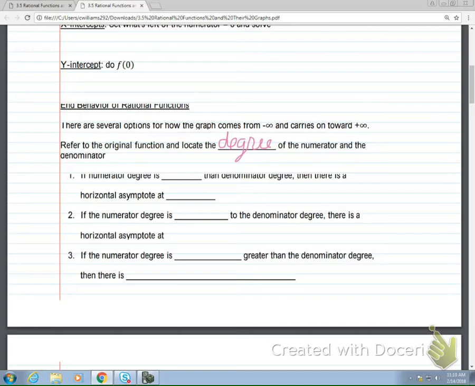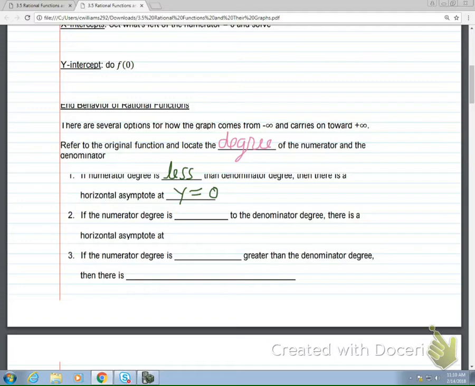Okay, our first situation is if your numerator degree is less than your denominator degree. So that's one option when you look at each degree. If the numerator degree is less, you're going to have a horizontal asymptote at y equals 0. That's the answer, period.